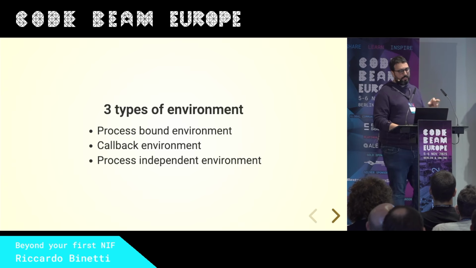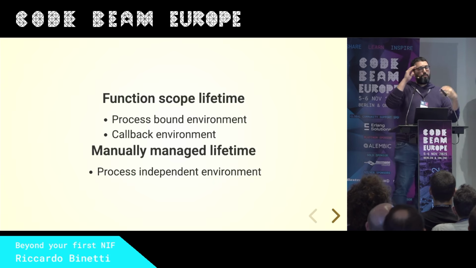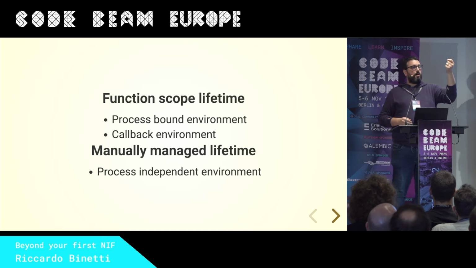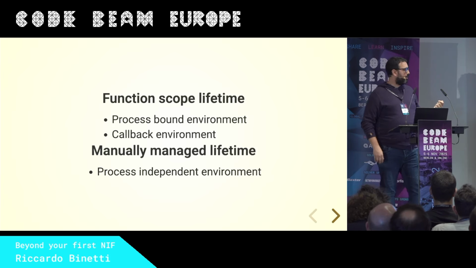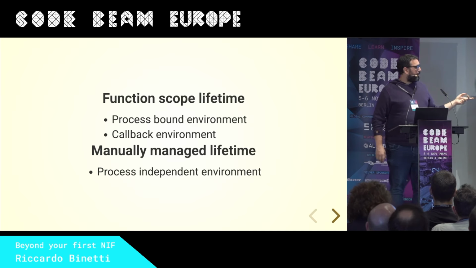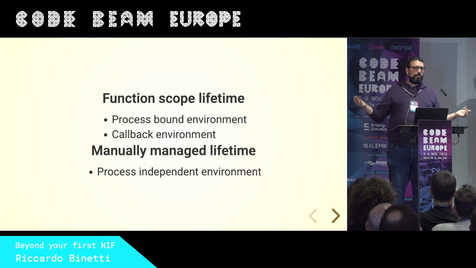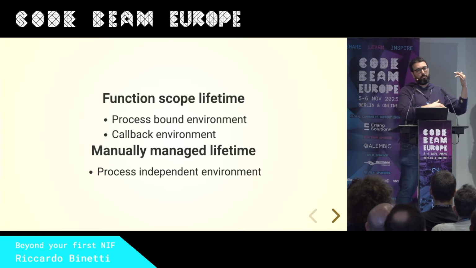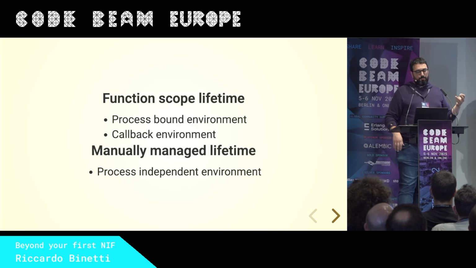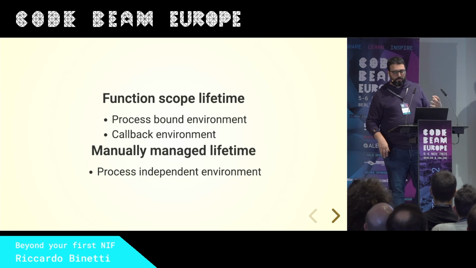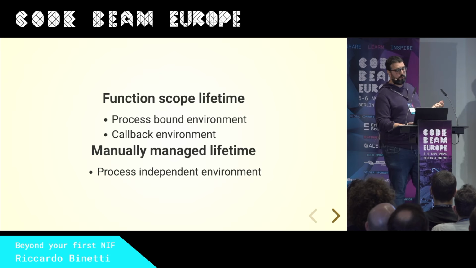The important distinction here is that the first 2 are function scoped. So you receive the environment at the beginning, but when the function terminates, that environment is not valid anymore. While the process-independent environment is the only one that can be created and destroyed at some point in the future, independently from the scope where it got created. So this is very important, and a big foot gun, when you want to persist a term that belongs to a process-bound environment or a callback environment outside its function scope.